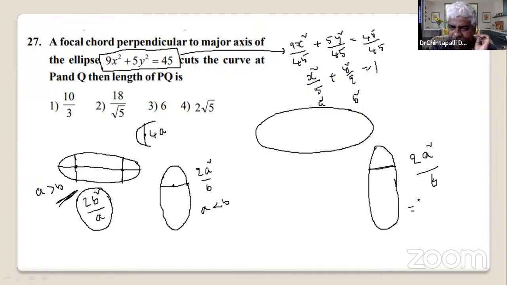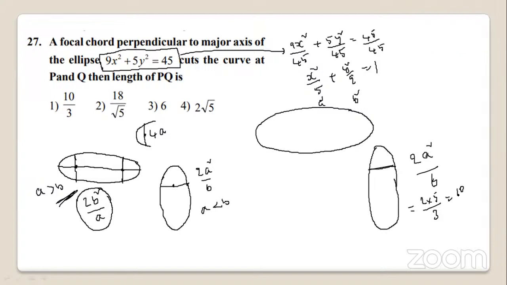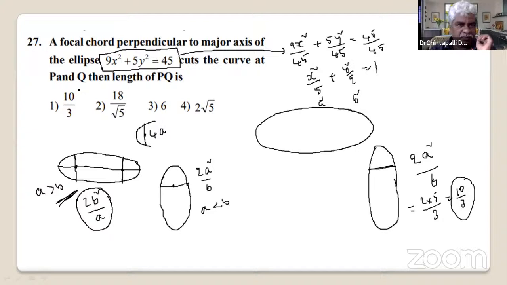Yes. The answer is 2 times 5 by B. B is 3. So 10 by 3. Option 1.